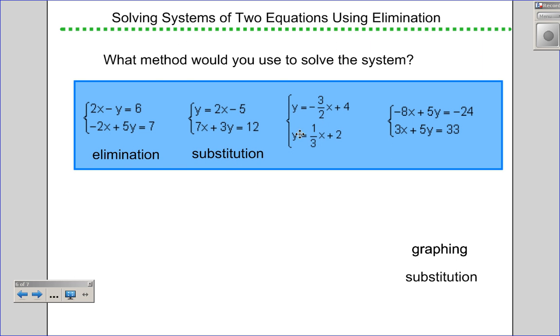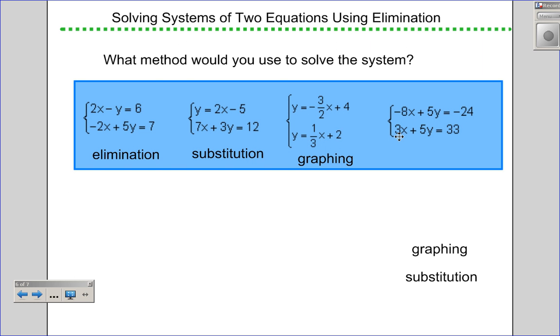Let's take a look here at this third one. Y equals -3/2 x plus 4 and y equals 1/3 x plus 2. Well, they're both written for a variable, so maybe I could substitute, but they're also written pretty nicely in slope-intercept form, so I could really graph those pretty easily too. So maybe I would do that.